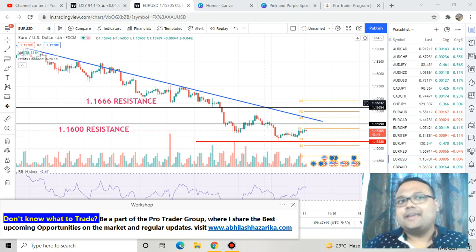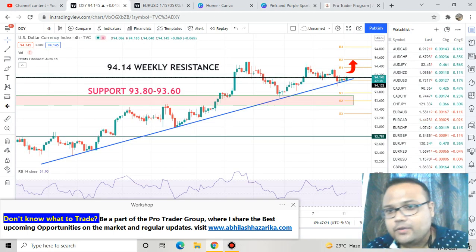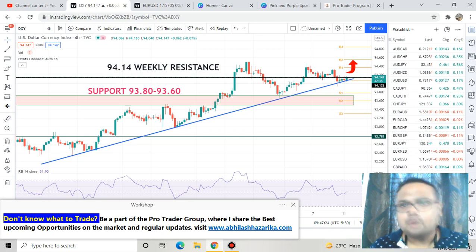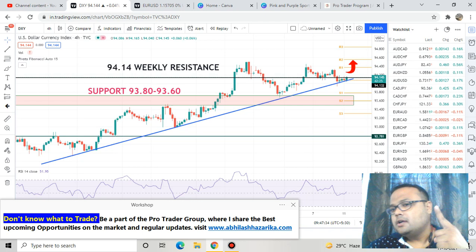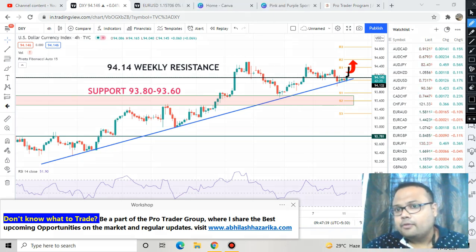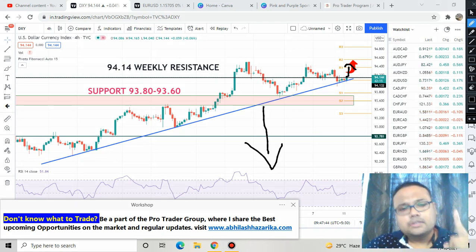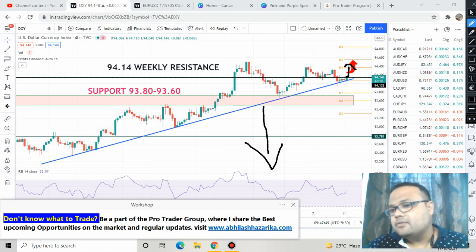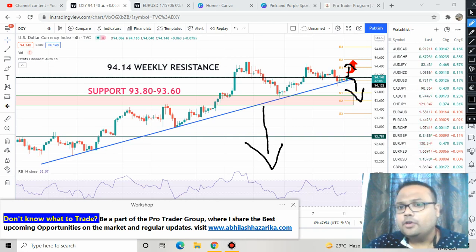Anyways, this is the chart of DXY US dollar, and the dollar is still taking support at the trend line, which is a very good thing, but it has failed to cross the weekly resistance and is still struggling. So we have got two possibilities for US dollar. First, the dollar will break the resistance and go high from here. If the dollar breaks the resistance and goes up, Euro USD will be going down. On the other hand, if the dollar fails to break the weekly resistance of 94.14, then the dollar will go down and Euro USD will go up.